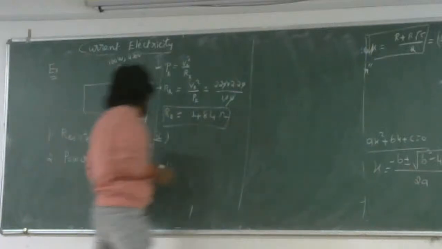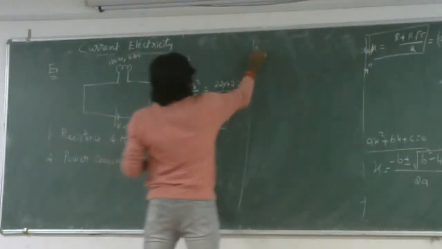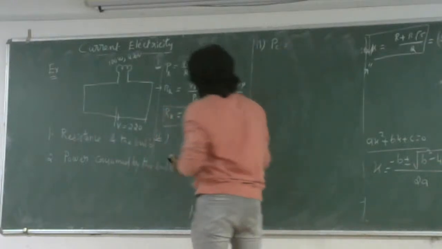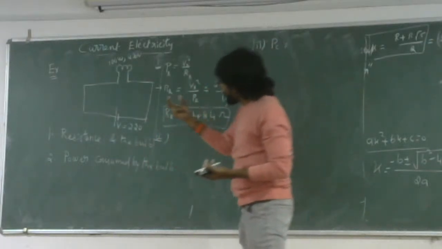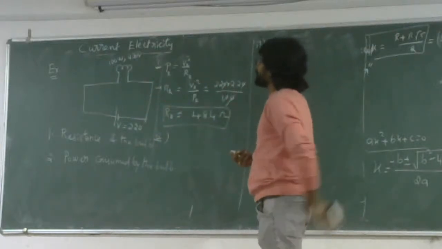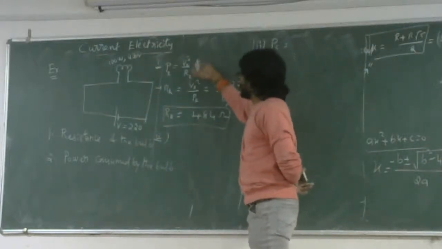Right. So to find the power consumed, let us say P_C is equal to, with the potential voltage you are applying, and you know P is equal to V square by R.